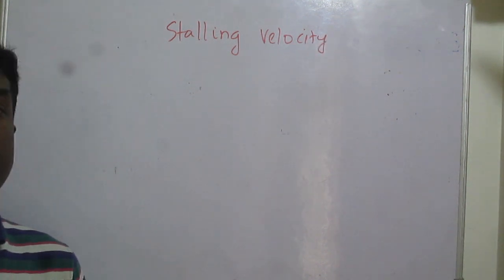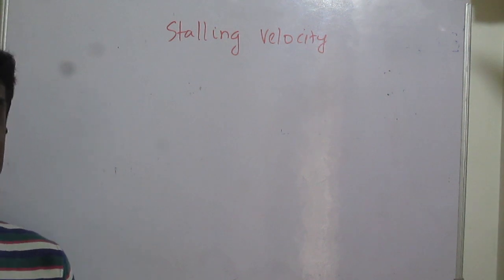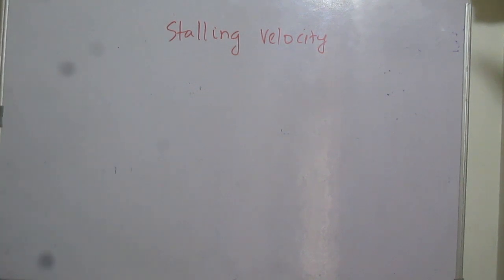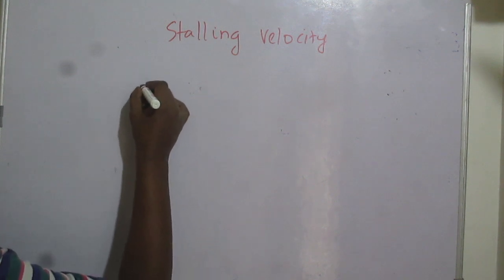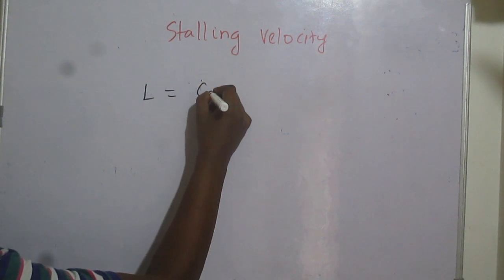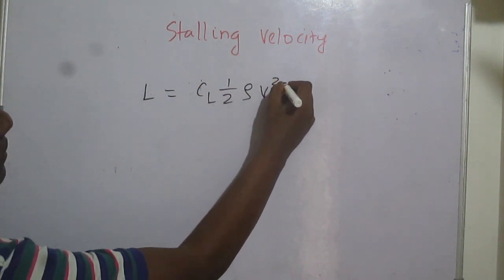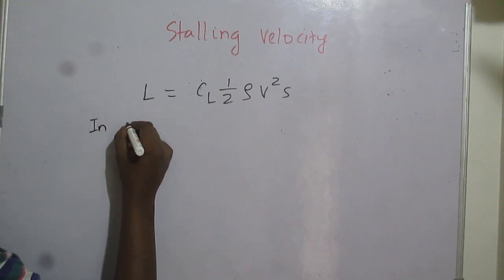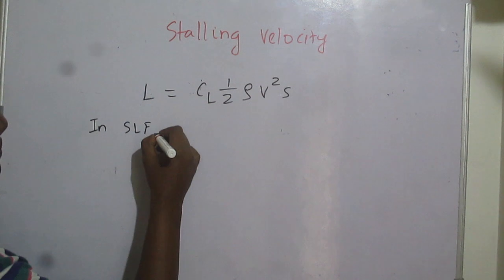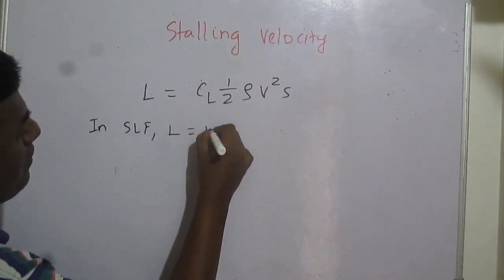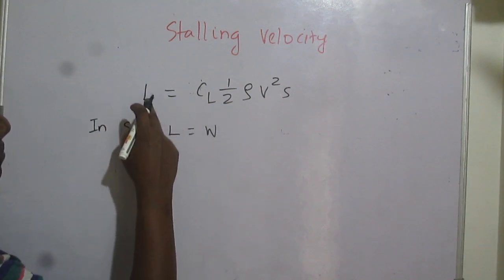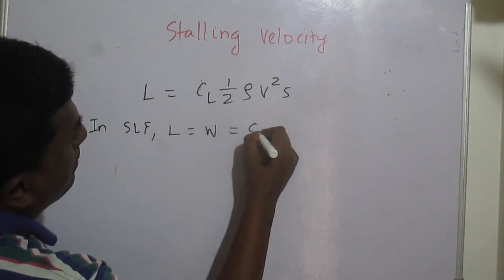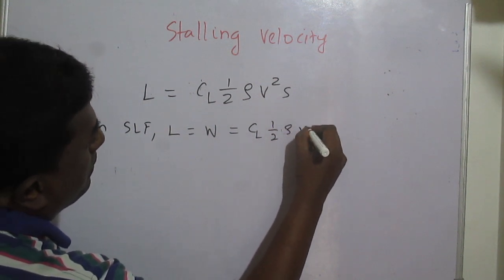Stalling velocity is achieved with the help of a few parameters. Let us see the equation. The equation says lift equal to half rho V square S into CL. In steady level flight, we know lift equals W, that means lift equals weight. So by using this condition, we can rewrite it as W equal to half CL rho V square S.